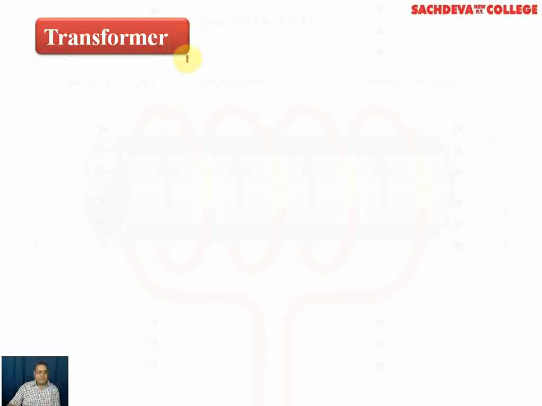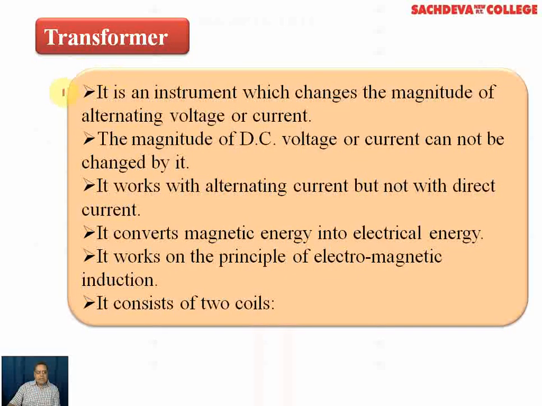The purpose of a transformer is either to convert a low voltage into a high voltage or a high voltage into a low voltage. That is, the voltage can be stepped up or stepped down. So, we can find that it is an instrument which changes the magnitude of alternating voltage or current. The magnitude of DC voltage or current cannot be changed by it. It works with alternating current but not with direct current.